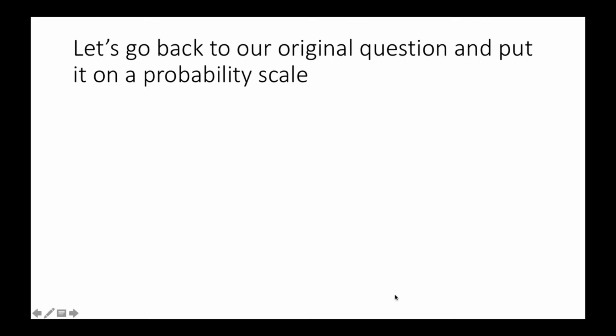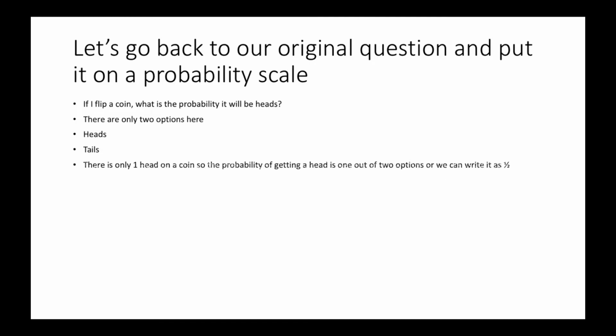So let's go back to our original question and put it on a probability scale. If I flip a coin, what is the probability it will be heads? Well, we said that we've only got heads and tails, so the probability will be a half, 1 out of 2. So 1 out of 2 can be written as 0.5, and when we have a probability scale, you can write it as fractions, decimals or percentages, but I think it's nice to write it as a decimal or a percentage.